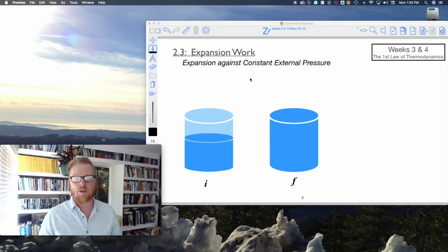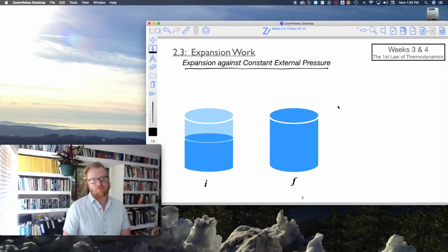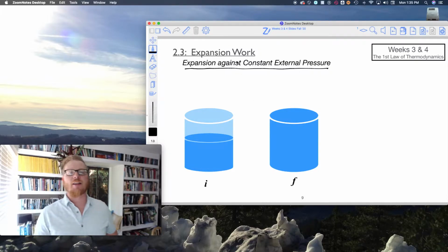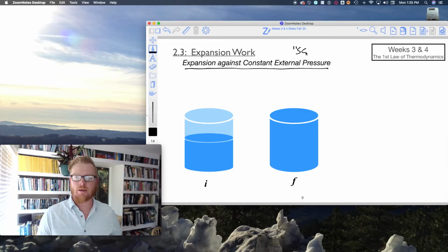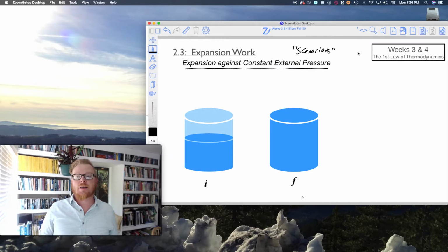And mostly what I want you to know about these equations is, like, if I say expansion against constant external pressure, come up with the equation, okay? So we're going to have a lot of these scenarios, okay, that all end up with a different equation because the scenario gives us a different physical relationship.